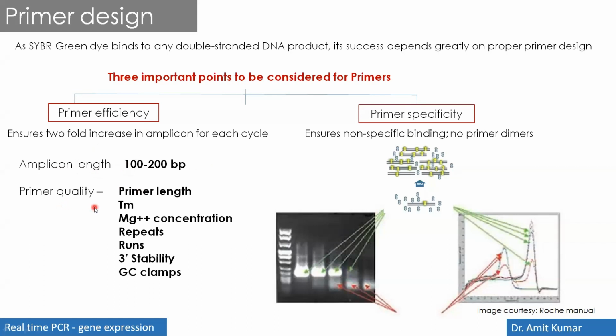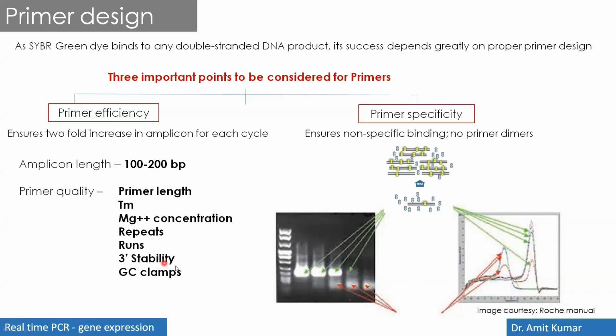We also need to ensure that the primer length is specific, as well as the melting temperature and magnesium concentration. The primer should not contain a lot of repeats. It should not contain a lot of run repeats. Run repeats means a stretch of A, or G, or C, something like that. And repeats means like AT or GC, that kind of repeats. So this is important to understand. Repeats and runs both should not come into a good primer.